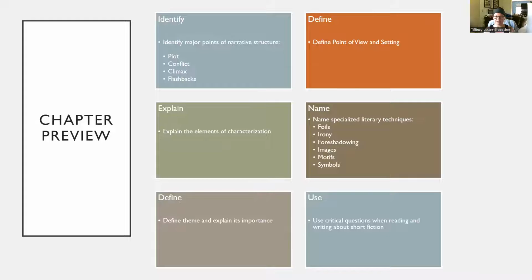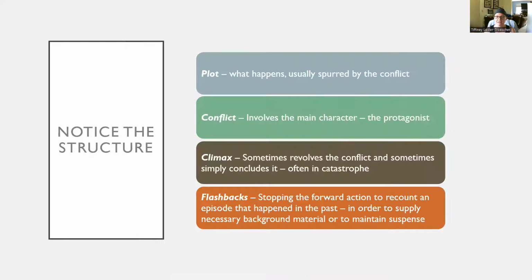We did talk about the theme of Dulce et Decorum Est and What Lips My Lips Have Kissed, but theme is going to play a major role in this short stories unit, right? So I'm probably going to go pretty quickly through some of these chapters and then really kind of focus on that chapter about theme.